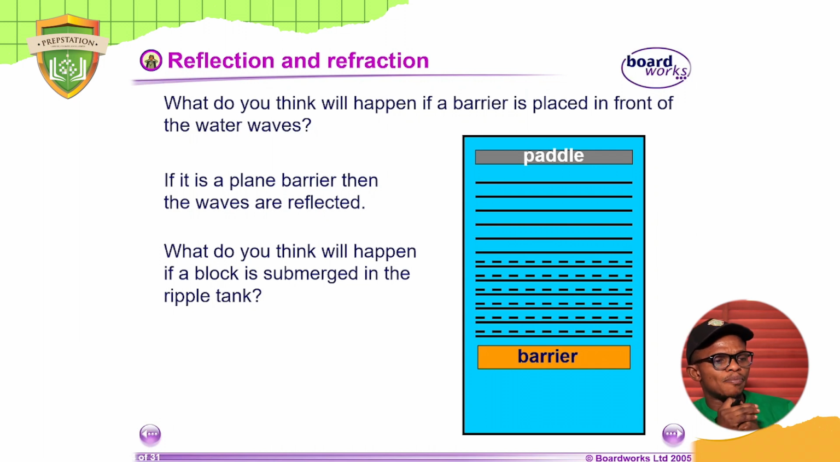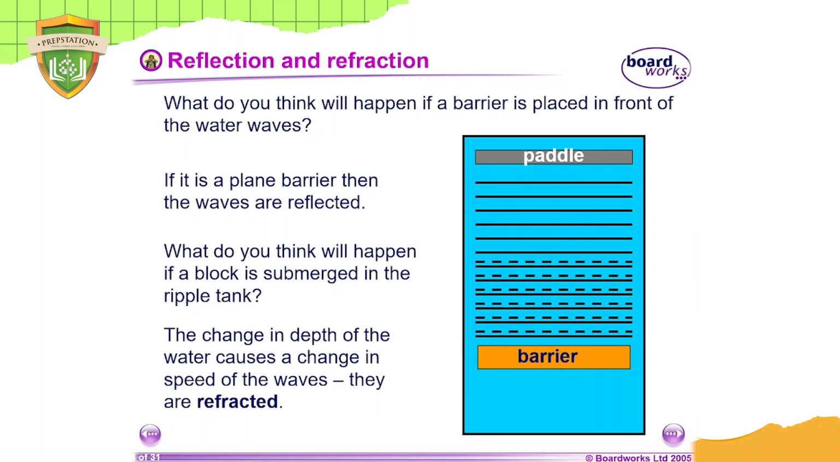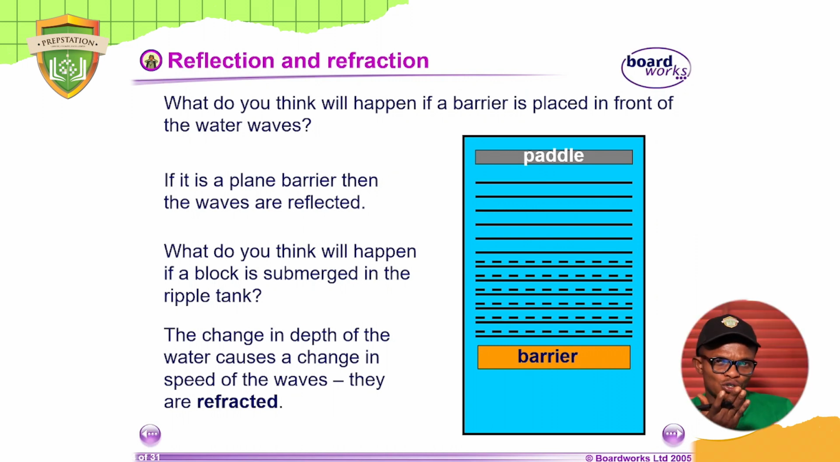Now, what do you think will happen if a block is submerged in the ripple tank? Now, let's look at that. The change in depth of the water causes a change in the speed of waves. They are refracted. When you submerge a block in the ripple tank, you have just reduced the depth of the ripple tank. That means the depth is going to be lower than what it was before.